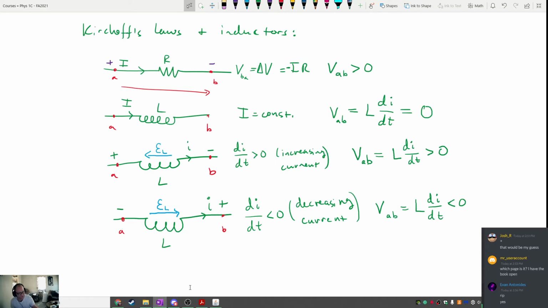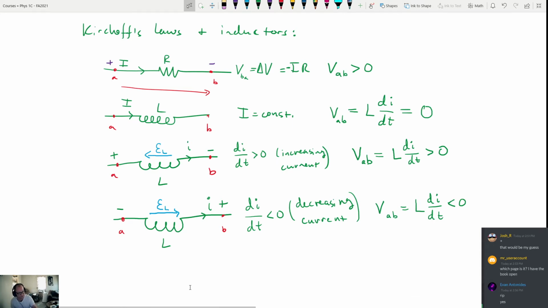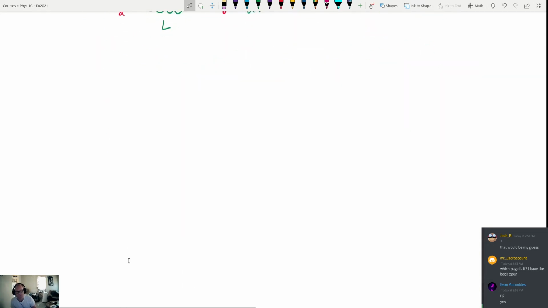All right, so we just talked about magnetic field energy. I think the next thing we're going to be talking about is RL circuits.